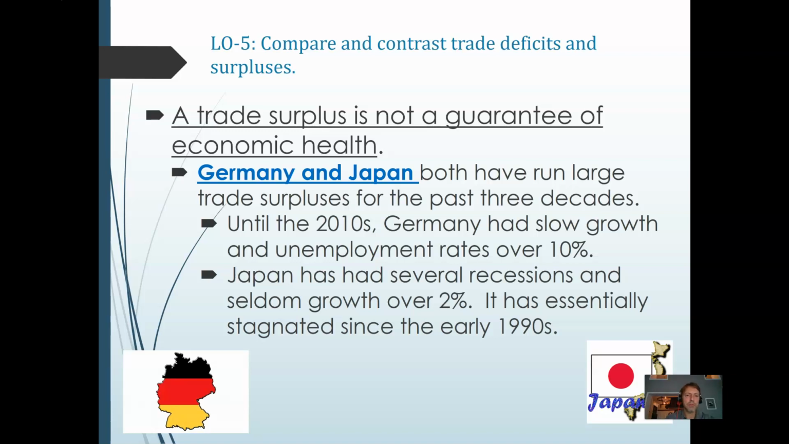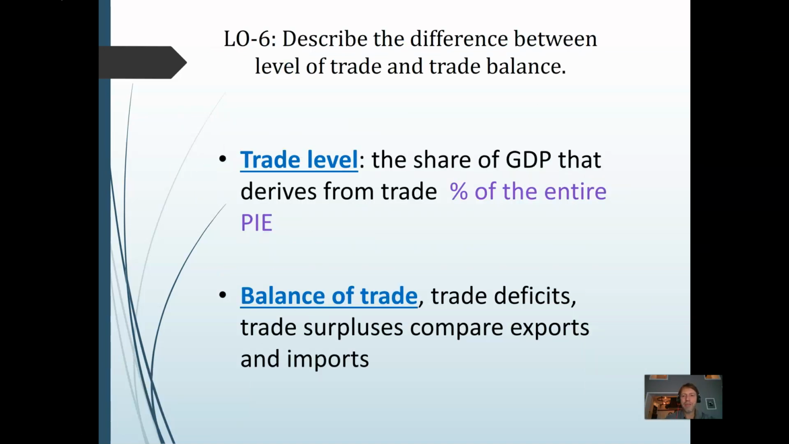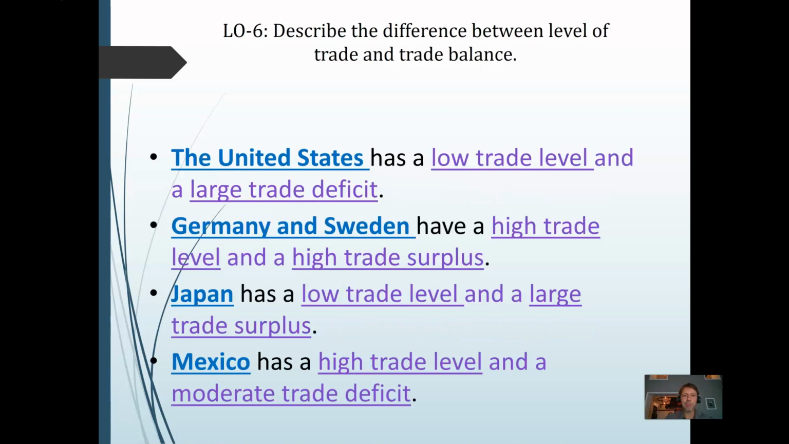There's a couple of examples just mentioned in history here with well-developed countries in Japan and Germany. Trade level, that's really important that when you see trade level, you think the percent of our whole economic pie, that gross domestic product, GDP. The balance of trade is whether we sell more to others or buy more from others. And in the US, we import more, and so we buy more from others, so it's negative. But the trade level for us is fairly small. So you can see United States low trade level, but big deficits.